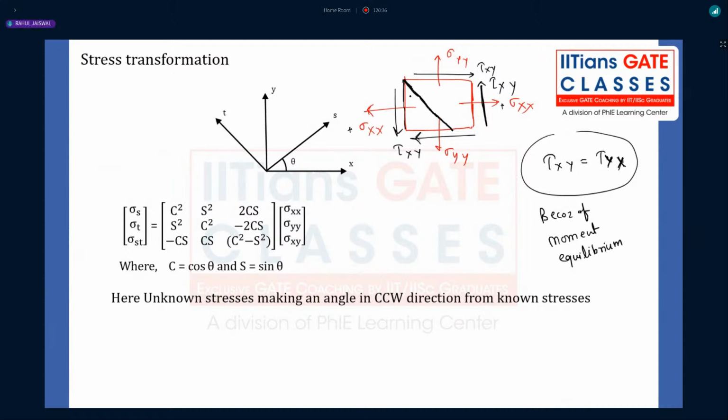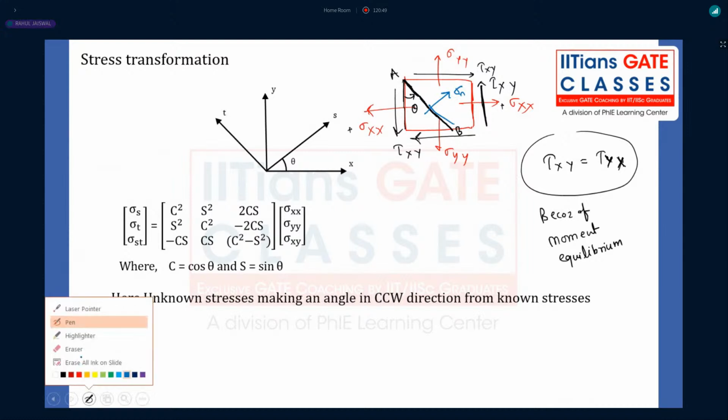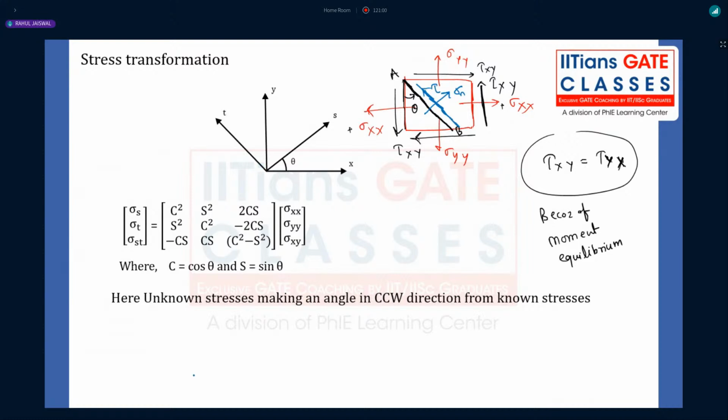Now, suppose I need to find the stresses on this plane, which is inclined at an angle theta like this. On this plane AB, how can we find them? I need to find the normal stress and the shear stress. I need to find these two things on this AB plane. How can we find them? By using the stress transformations.